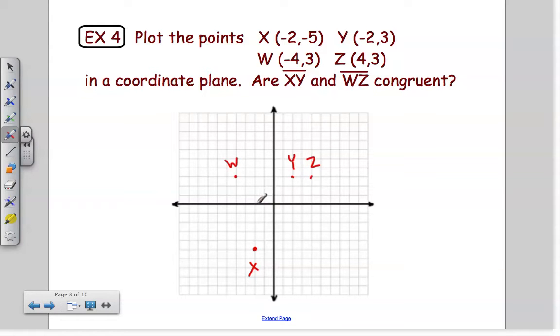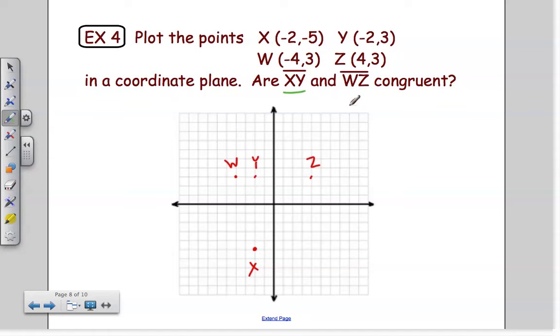X was at -2, -5. Y was at, yep, I did put Y in the wrong spot, sorry. Y was at -2, 3. Thought something looked wrong there. Okay, let's check this out.